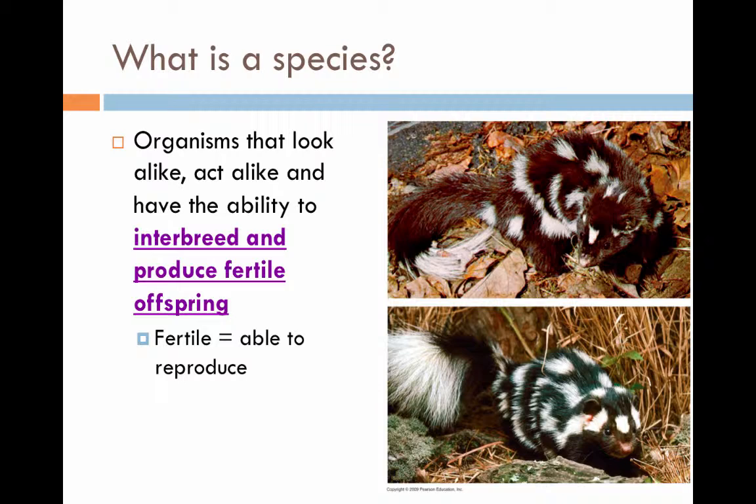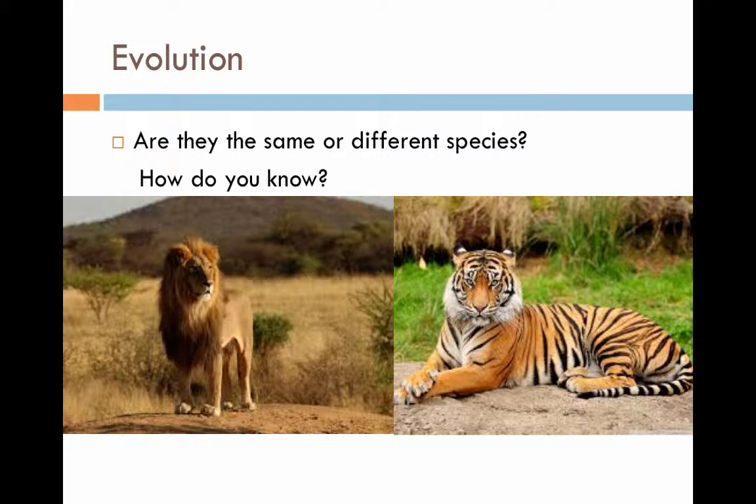Also remember that these two skunks are different species even though they look alike. We know they are different species because they are unable to reproduce together. Let's look at another example.